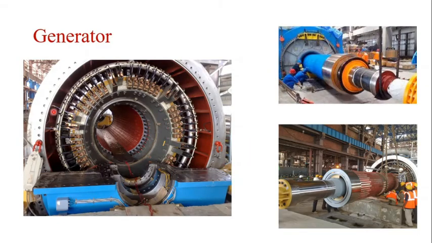The most important part of the thermal power station from the power generation point of view is the electrical generator. The electrical generator or turbo alternator is connected to the turbine through the shaft, that is through a coupling mechanism. Shaft and rotor of the generator are connected. The main function of the generator is to convert the mechanical energy which it is getting with the help of the turbine into electrical energy.